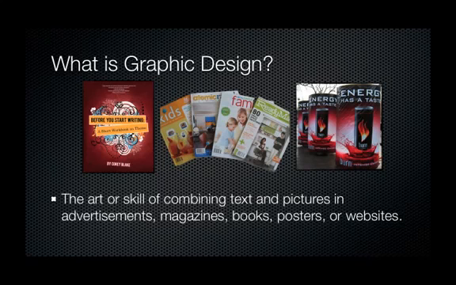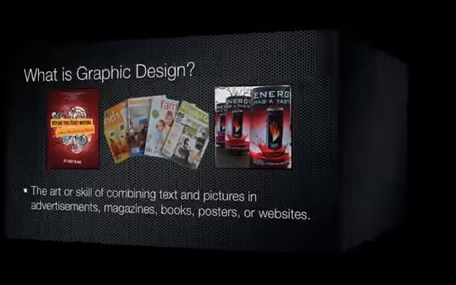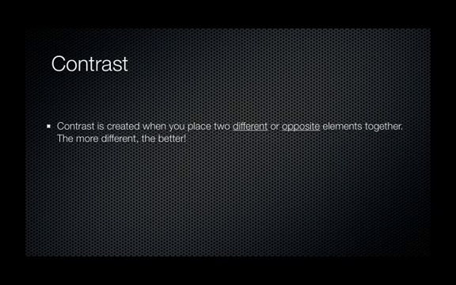These elements are called contrast, repetition, alignment, and proximity. Some of these words might sound familiar, maybe not. Let's get into them. The first topic is contrast. And contrast is created when you place two different or opposite elements together. The more different, the better.